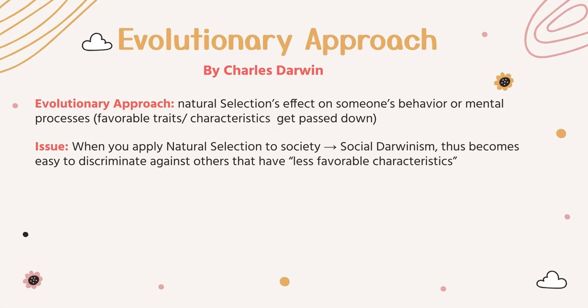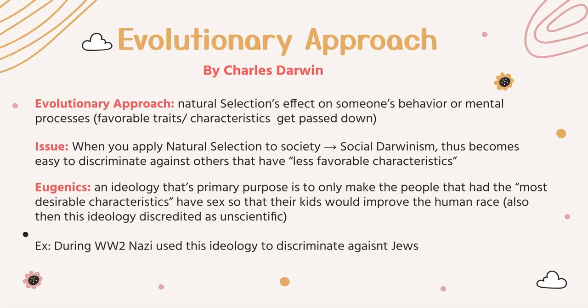Eugenics is an ideology whose primary purpose is to have only the people with the most quote-unquote desirable traits have children so their kids would improve the human race. This ideology was later discredited as unscientific. An example is World War II, when the Nazis used this ideology to discriminate against Jews.